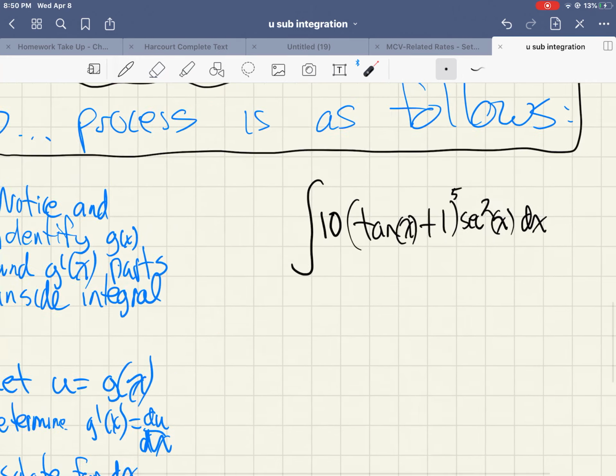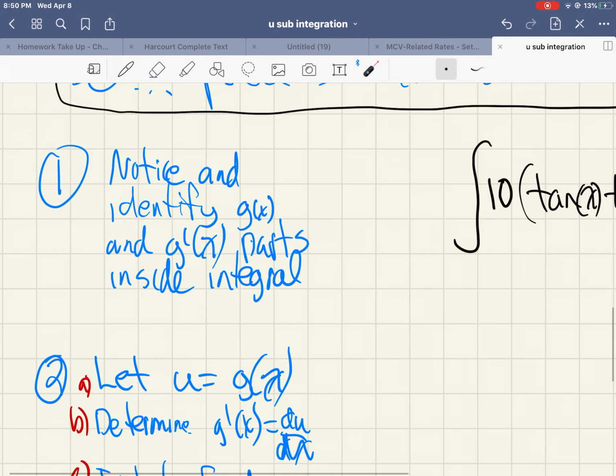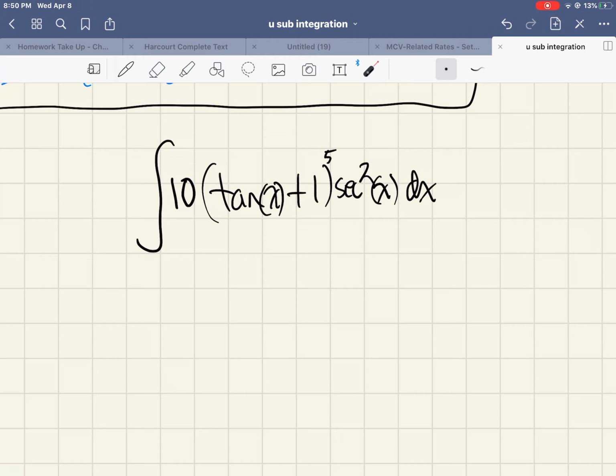So what was the original function if this is the derivative? I've got this equation here, and it's telling me that I need to find what function was differentiated to get this. So that's the original question. Well, what's the first thing I do? Number one, notice and identify g of x and g prime of x parts inside that entire integral. So what could be g of x and what could be g prime of x? I always look inside and outside, all around, and see, is there a potential derivative? So I look at sec squared.